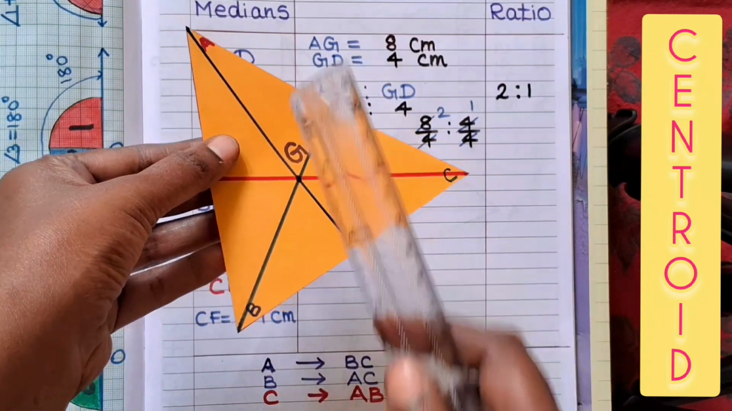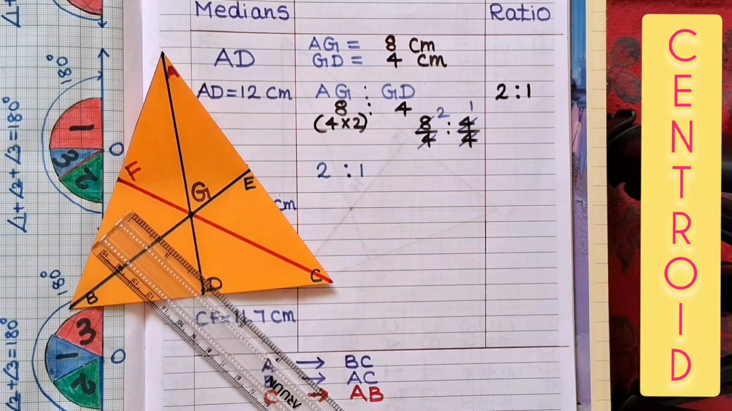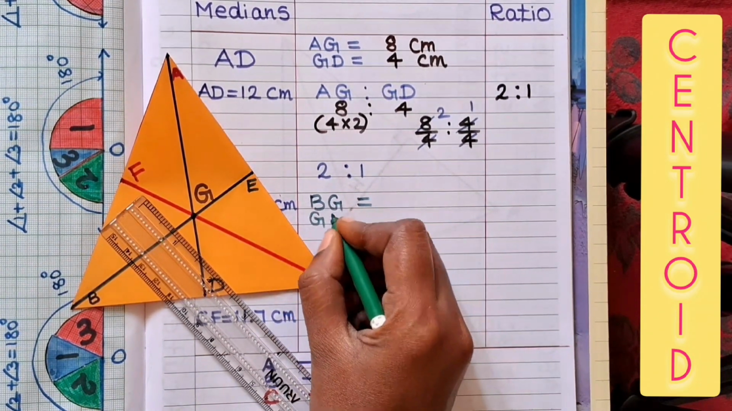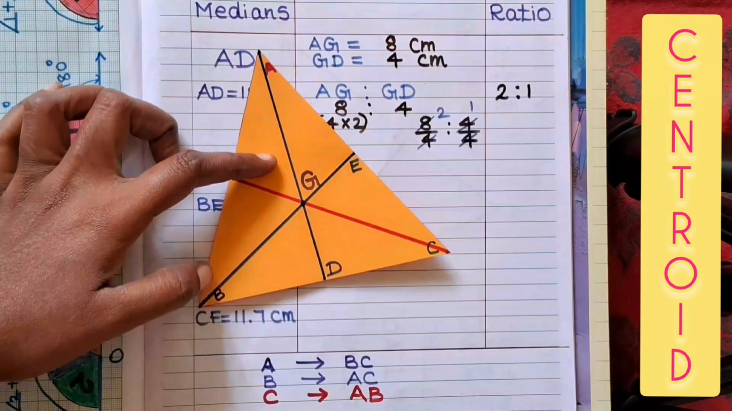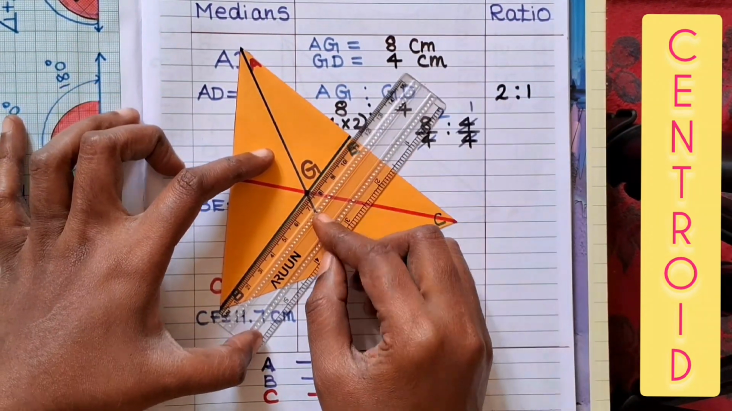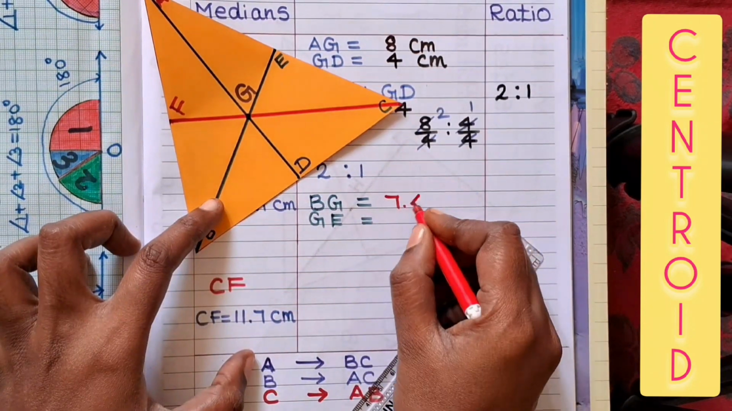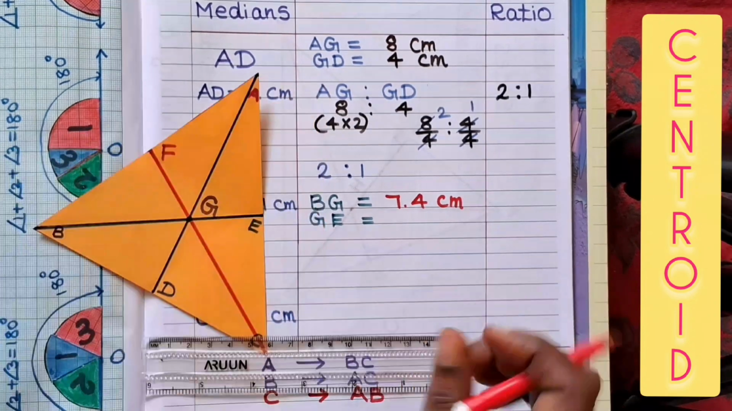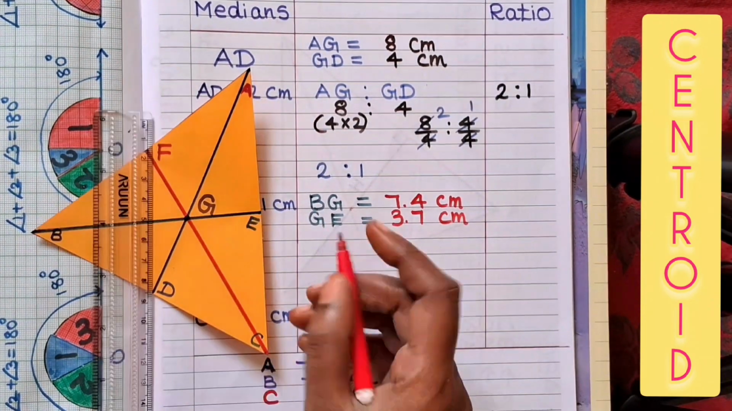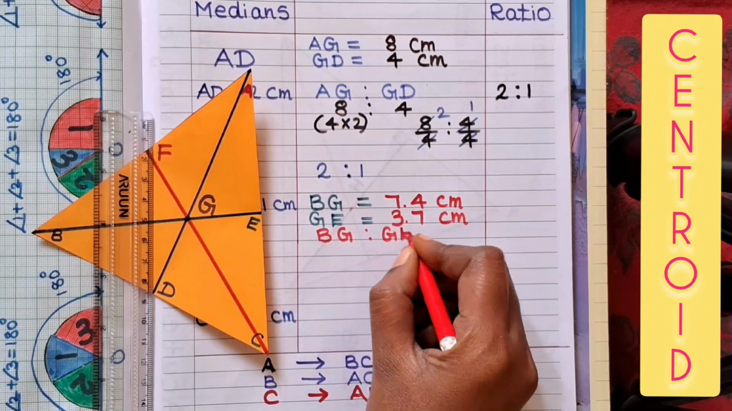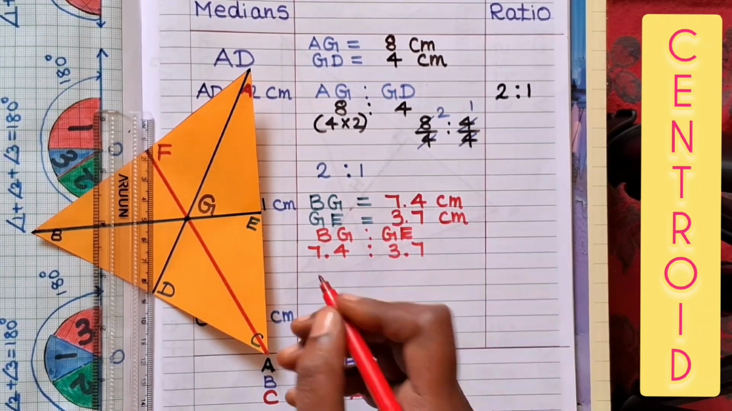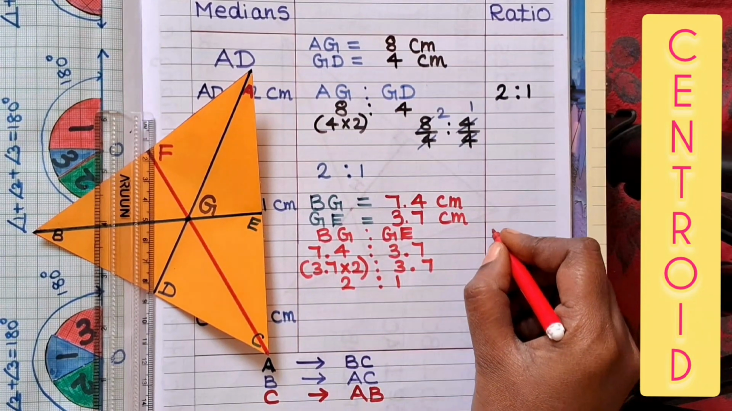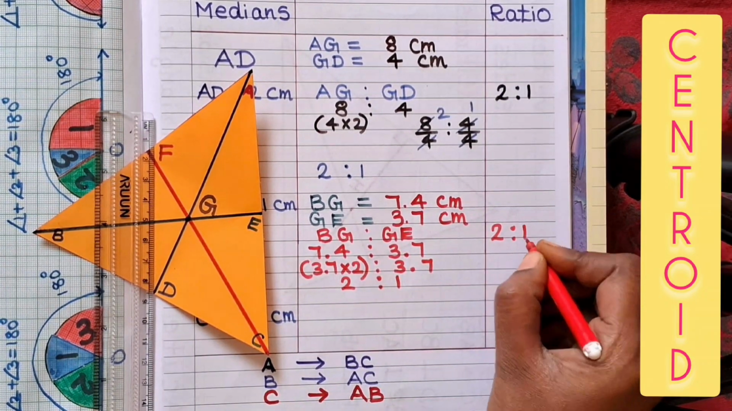Now we are going to verify the centroid G divides the median BE in the ratio 2 is to 1. For doing that, measure the length of BG and GE. BG equals 7.4 centimeter, GE equals 3.7 centimeter. Therefore, BG is to GE equals 7.4 is to 3.7. So, 7.4 is 2 times 3.7. From this, we can clearly see that BG is to GE equals 2 is to 1.